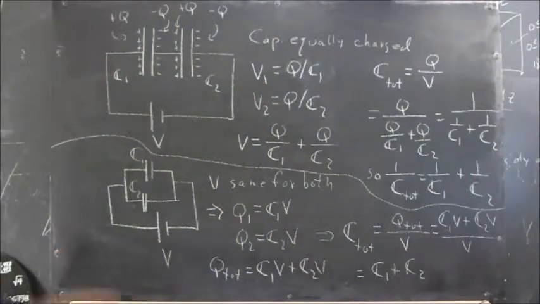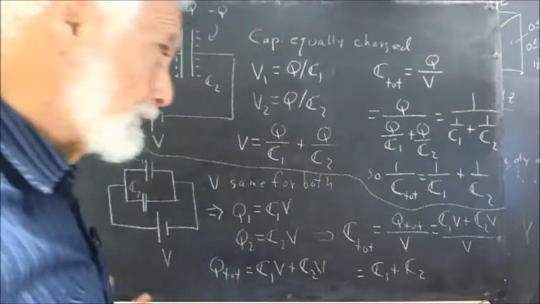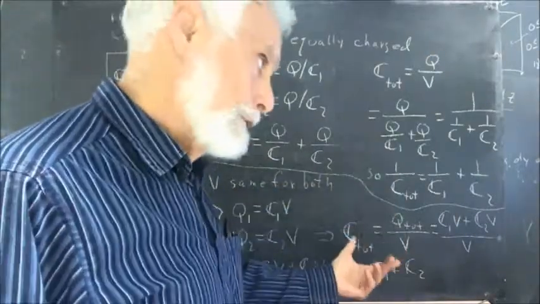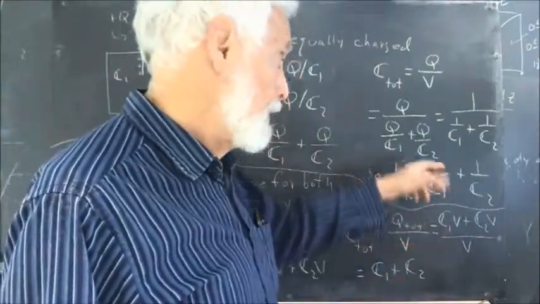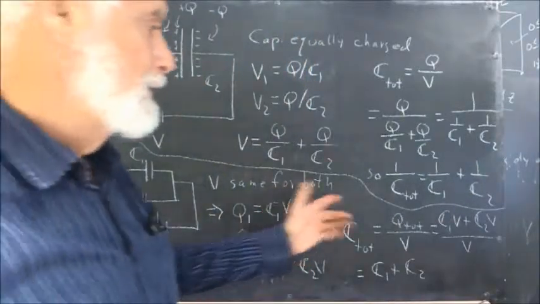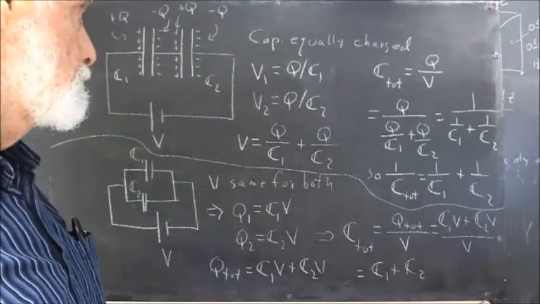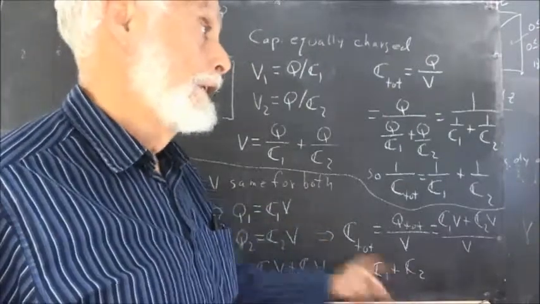Okay, now let me just give you a little preview. When we do resistances, the roles are reversed. It's going to turn out that if resistances are in parallel, 1 over the total or equivalent resistance is the sum of the reciprocals of the two resistances. And in series, you're just going to add the resistances.